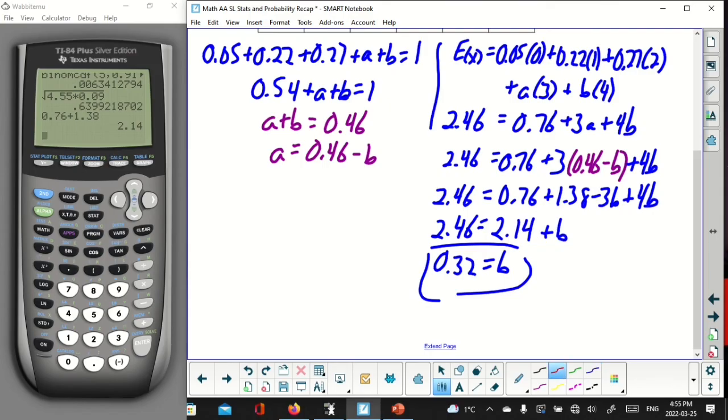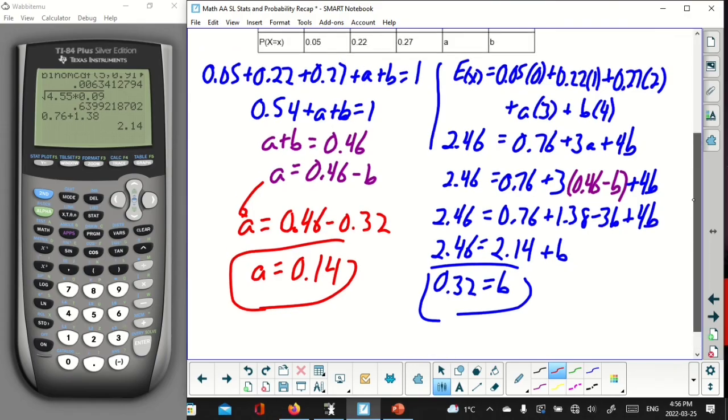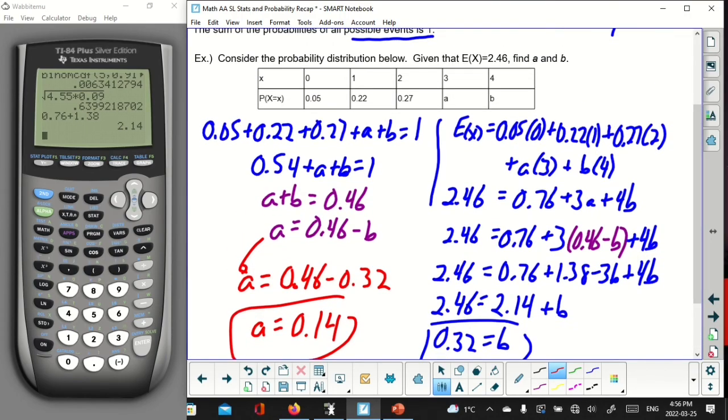Lastly, I can go back to this A statement right over here and say, okay, A was 0.46 minus B, so that's 0.46 minus 0.32. A is 0.14. If I had time at the end of my exam, I'd make sure that that makes the probability distribution add up to 1 and gives me the correct expected value. But it is going to work out because we haven't done any arithmetic goofs.